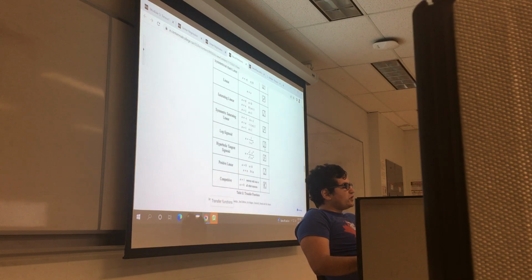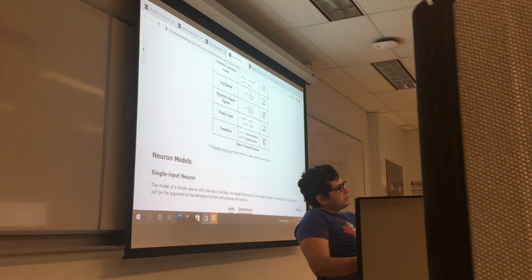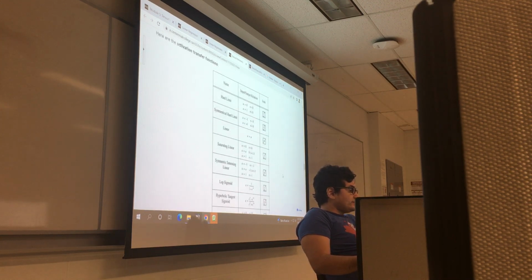You have the log sigmoid, which is similar to what we saw before. We have the hyperbolic, the normal one that you know, and you have this one that's a technique that's pretty much saying connect all the neurons, right? That's why we call it competitive.